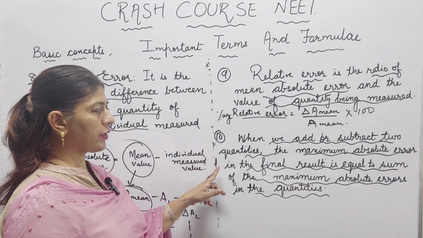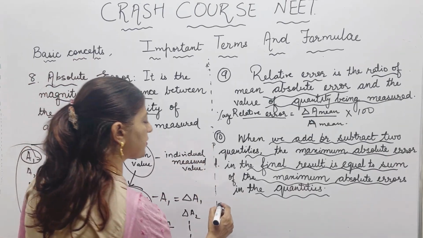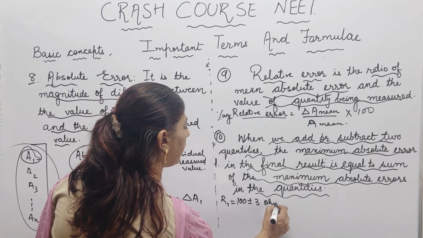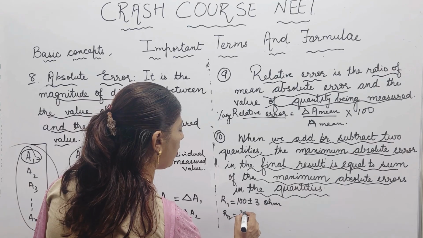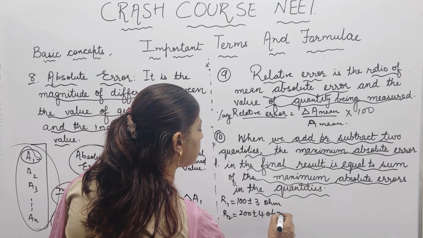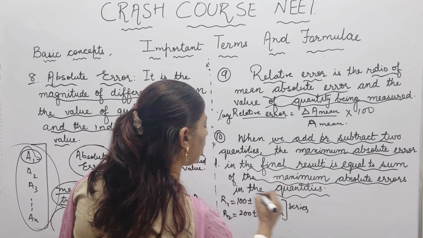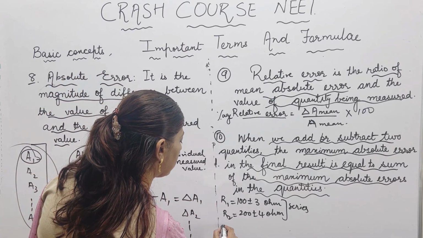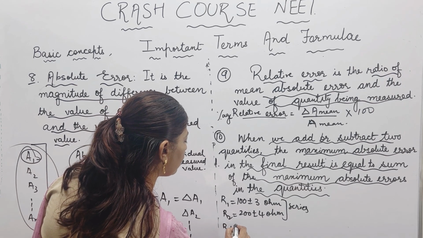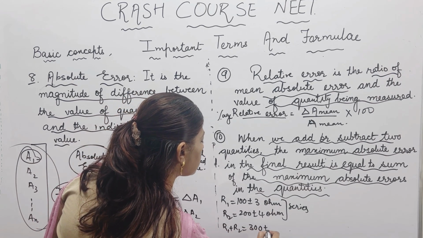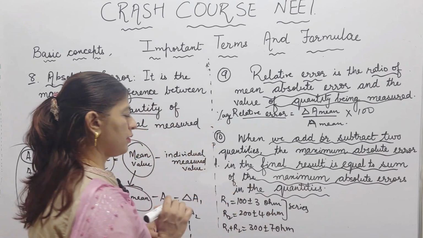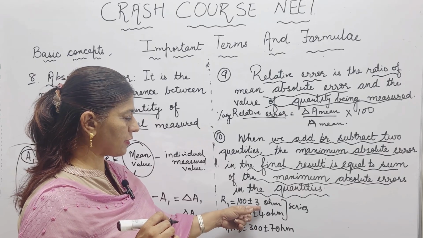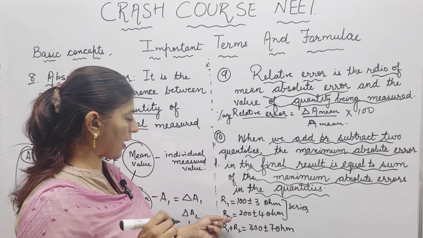To explain this point, I will take an example of two resistances. Say R1 is equal to 100 plus minus 3 ohm, and R2 is equal to 200 plus minus 4 ohm. These are connected in series, and for equivalent resistance we need to add them. So our value R1 plus R2 will be equal to 300 plus minus 7 ohm. So this is how we will be doing. We will be adding the errors. Plus minus 3 ohm is the error in R1 and plus minus 4 ohm is the error in R2.